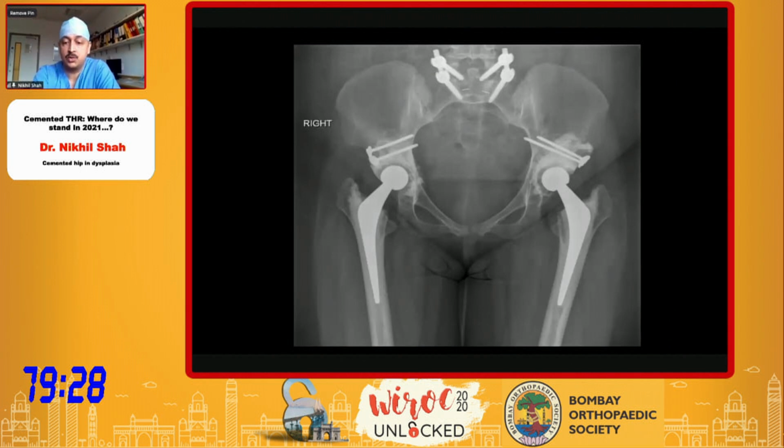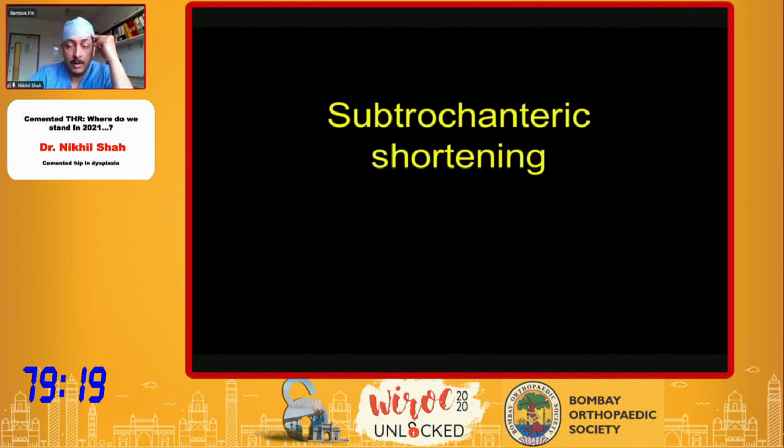But in this case, this is what I've done: a bilateral simultaneous total hip replacement using acetabular bone grafting and a C-stem. And that is her follow-up at 4.5 years. So when do you do a subtrochanteric shortening?